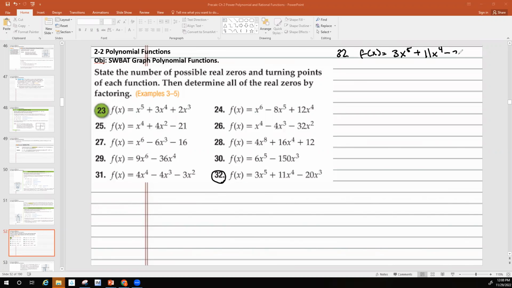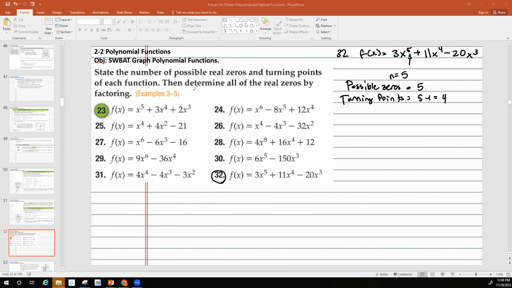So right away, you'll probably look at this. You want to look at the degree. Determine the possible real zeros. So here n, the biggest exponent, n equals 5. So there's 5 possible zeros. Turning points, possible turning points is 5 minus 1, which is 4. That's it.